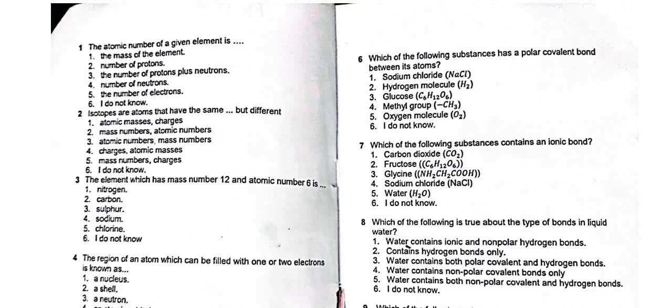Then the glucose molecule. Glucose has covalent bonds throughout, but it's not relatively polar. Then the methyl group, this is an alkyl group. Alkyl groups are radicals, because they're just missing 1 hydrogen, or they're just missing 1 electron for them to be happy. So the correct answer here is 5.